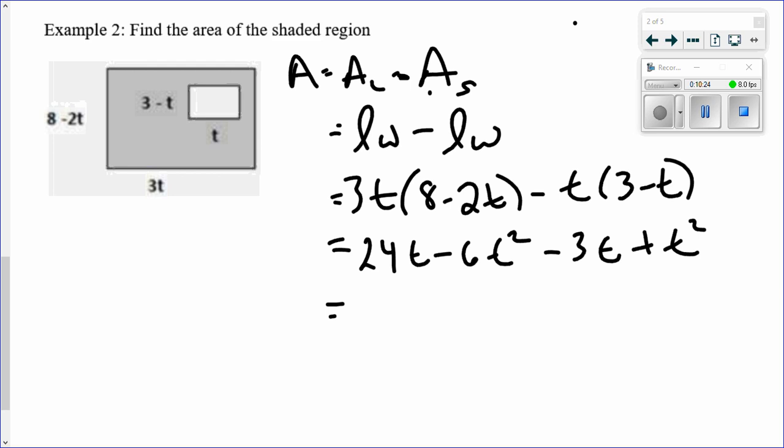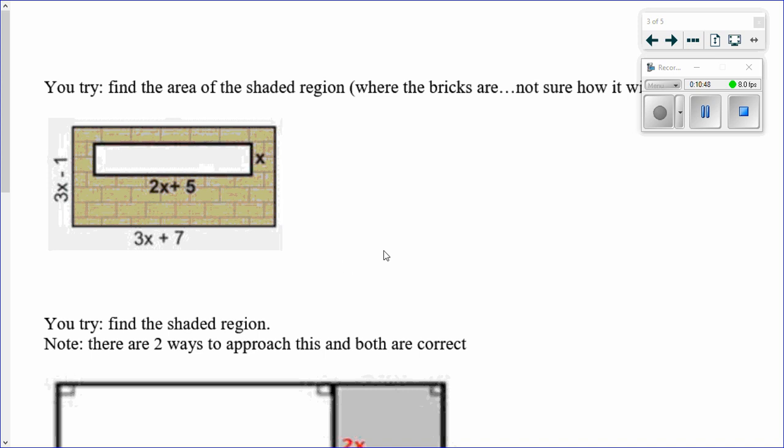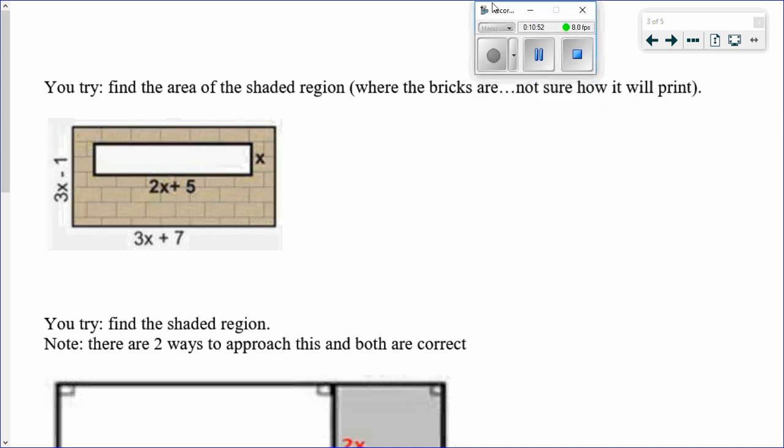Cool. I've got it written down backwards on my sheet. Negative 6t plus t is negative 5t squared. Negative 24t minus 3t is negative 27t. All right. Moving right along. Footloose and fancy free. Okay, give it a shot.